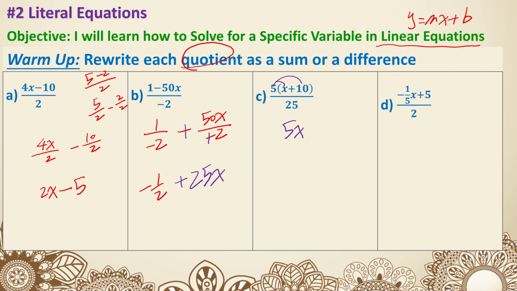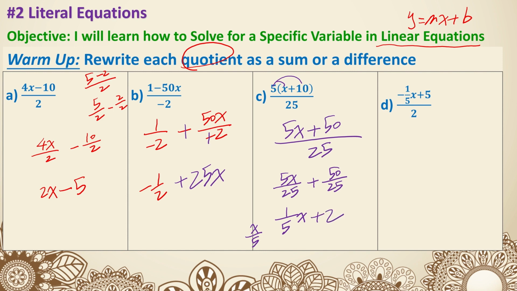That's going to give you 5x plus 50 over 25. And then we can separate them into two fractions. It's going to be 5x over 25 plus 50 over 25. In that case, 5 over 25 simplifies to be 1 over 5, so x over 5. Then plus 50 over 25 is a plus 2.